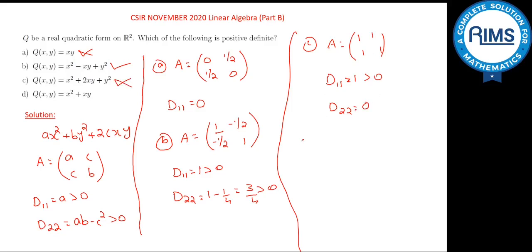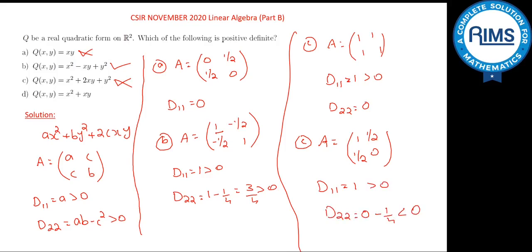Now consider option D. What is the matrix corresponding to this option? Capital A equal to 1, 0, 1 by 2, 1 by 2, and D11 equal to 1, which is greater than 0, and D22 equal to 1 into 0, that is 0, minus 1 by 4, which is less than 0. So this quadratic form is not positive definite. Therefore only option B is true. Okay.